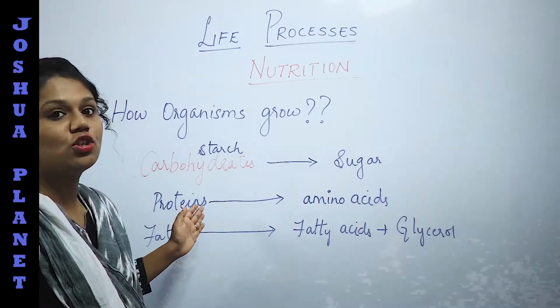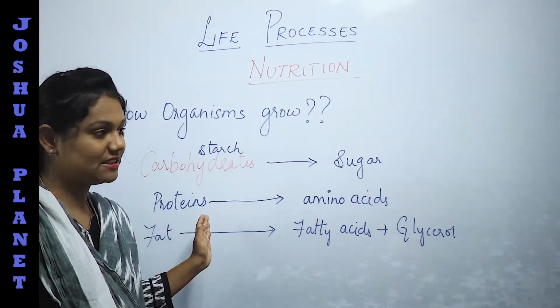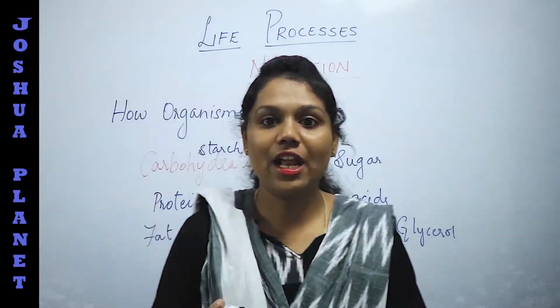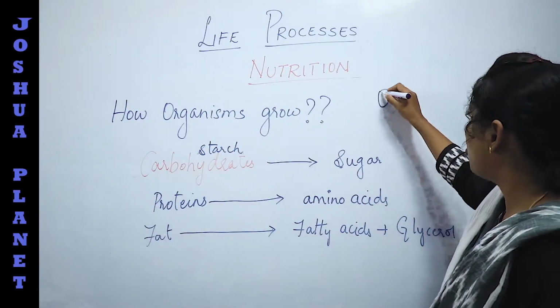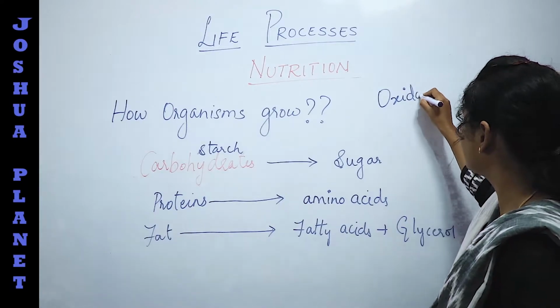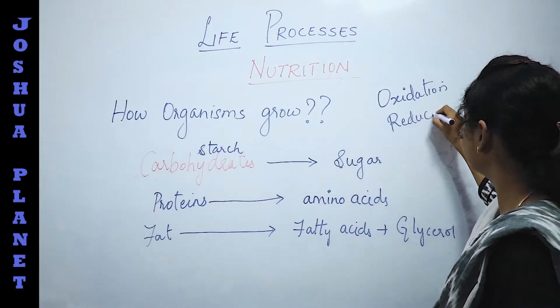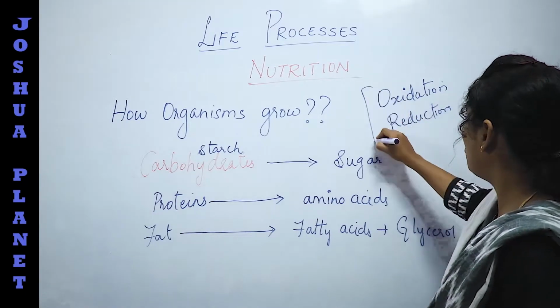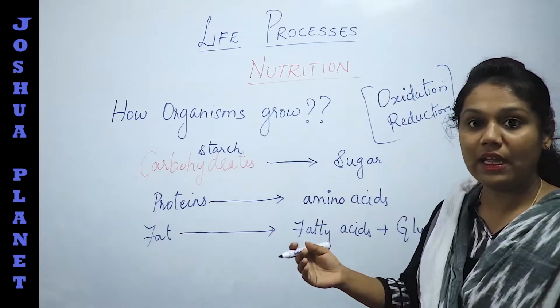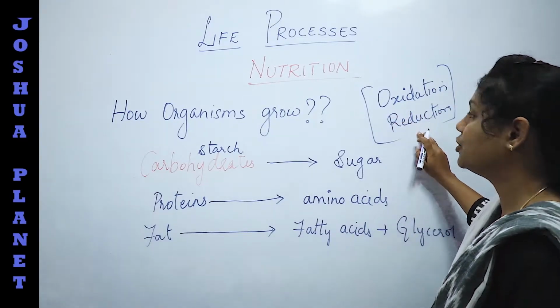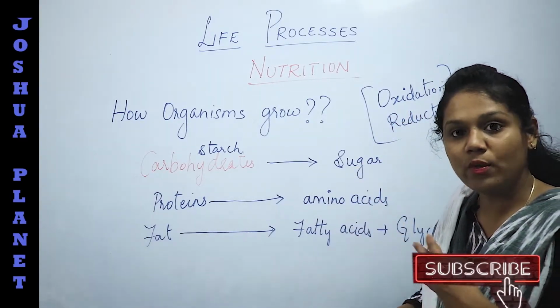See, this process of breaking down complex substances into simpler substances happens in the body with the help of processes that are called oxidation and reduction. So what do you mean by oxidation and what do you mean by reduction? Oxidation is the process where we take in oxygen. It is nothing but addition of oxygen. Reduction is a process where we see the removal of oxygen.